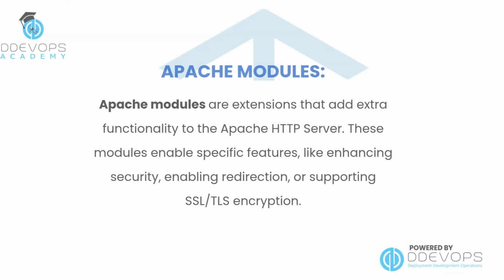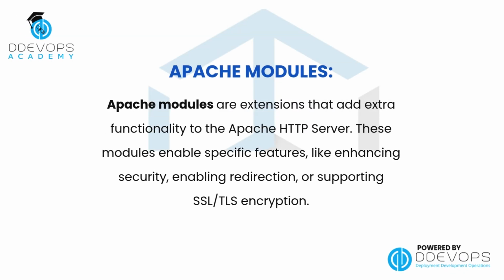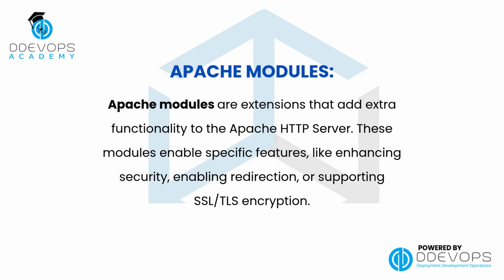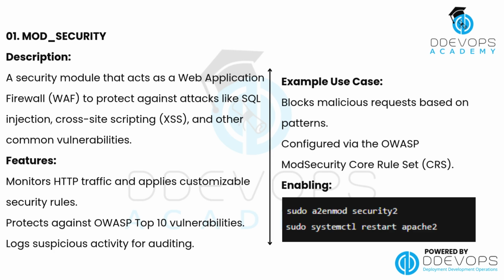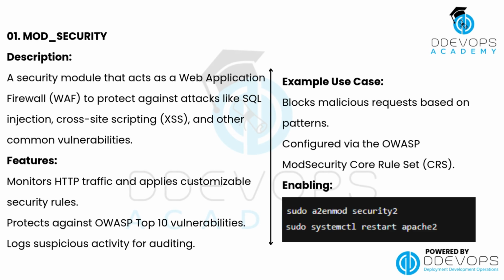Apache Modules. Apache Modules are extensions that add extra functionality to the Apache HTTP server. These modules enable specific features, like enhancing security, enabling redirection, or supporting SSL, TLS encryption. ModSecurity. Description: a security module that acts as a web application firewall to protect against attacks like SQL injection, cross-site scripting, and other common vulnerabilities.